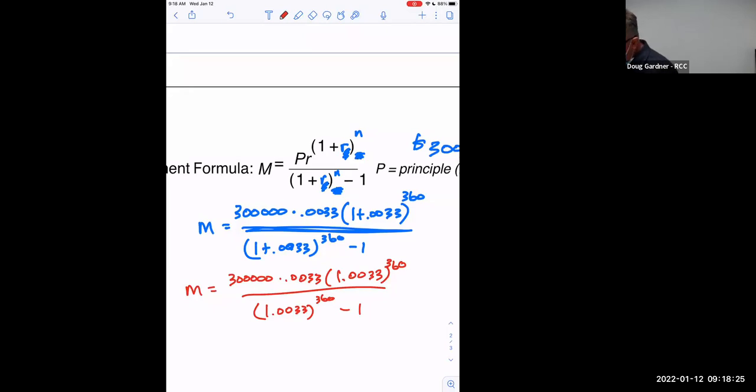As a quick side note, watch this really quick. Remember that number was actually not 1.0033. It was actually that number, wasn't it? And so what if I took that and raised it to the 360? Do I get the same answer I got before? Notice we got 3.274. It's actually 3.313.